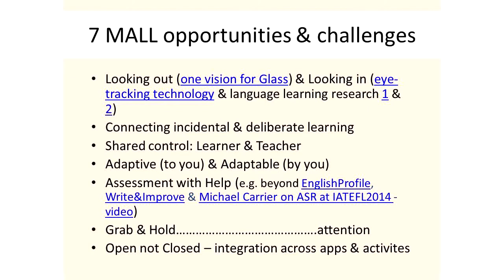So, I think looking out and looking in is one of the areas. What do I mean by this? Okay, loads of people are talking about Glass and wearing Glass. Do you want to see a quick vision of someone's vision of what Glass can do for language learning? Vote yes, vote no? Yeah. Okay.